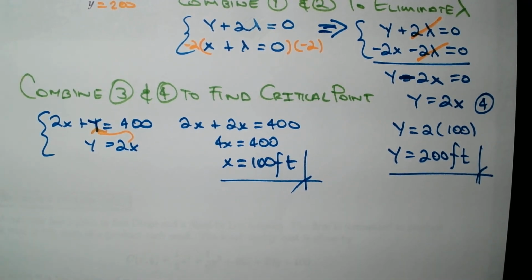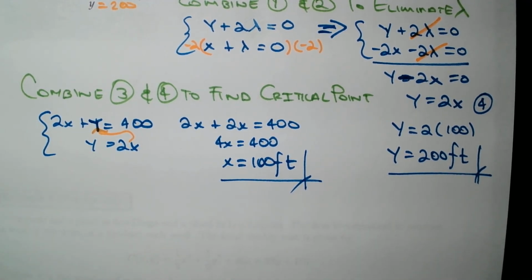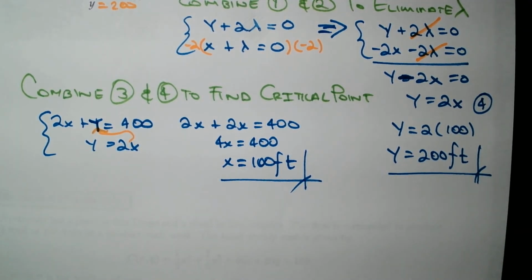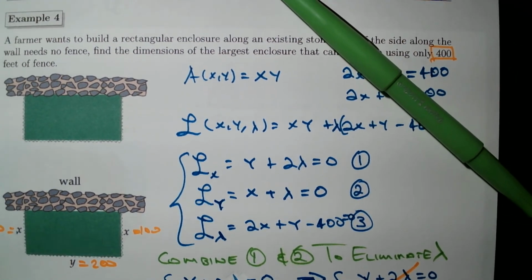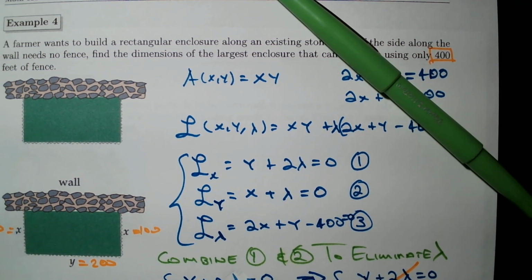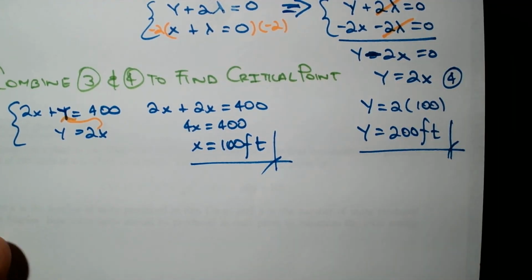And those are the dimensions. In this case, they're only asking us for the dimensions. They're not asking us to find the maximum area. If we wanted to find the maximum area, just multiply 200 times 100, and that's going to give us, I believe, 20,000. But it's not part of the question.